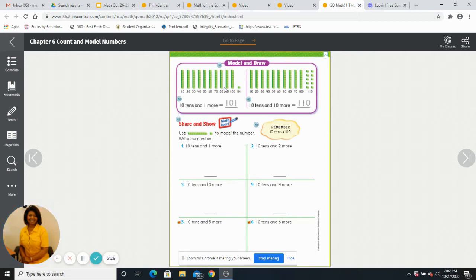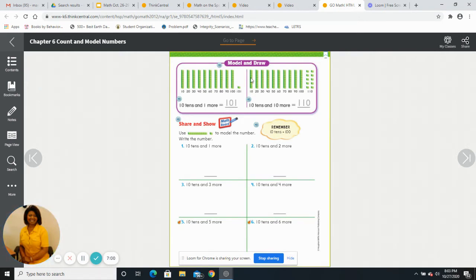So 10 tens create the number 100. And if we add one more, we will have the number 101. So we have 10 tens and one more is 101. Now let me show you guys a secret. The way that these are worded, if we look at it, we have all of the numbers that we need, 1, 0, and 1, and that is 101.